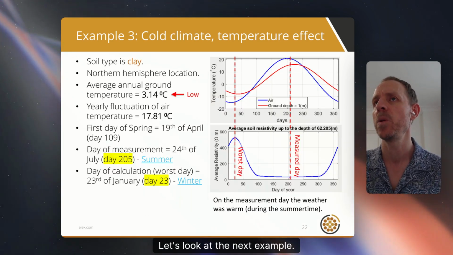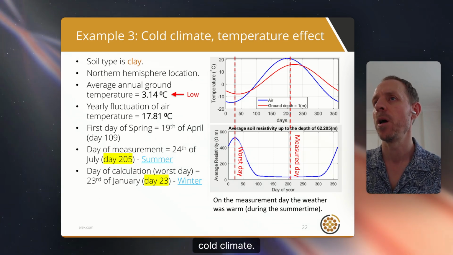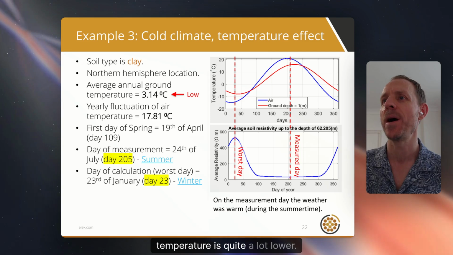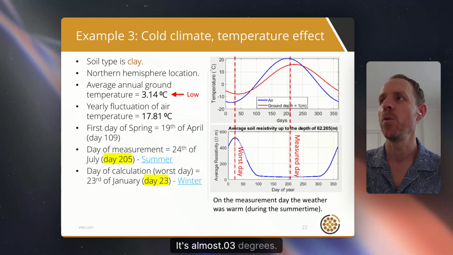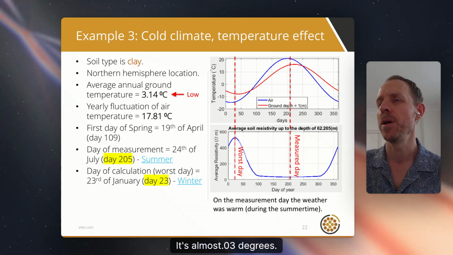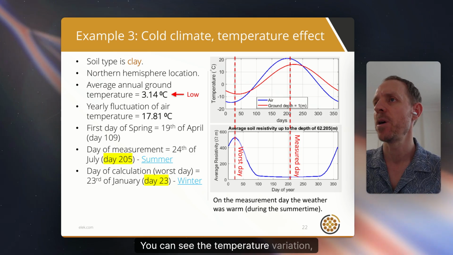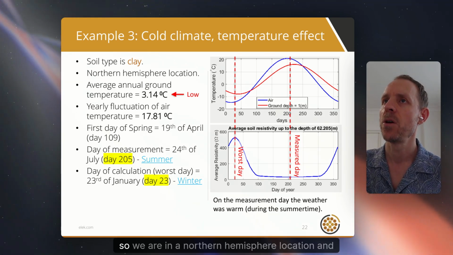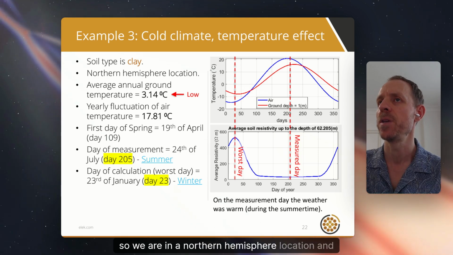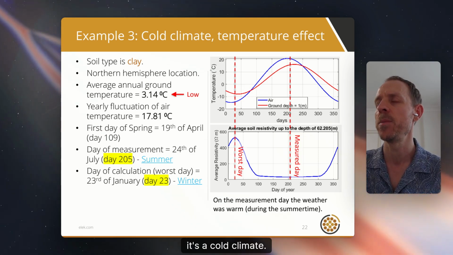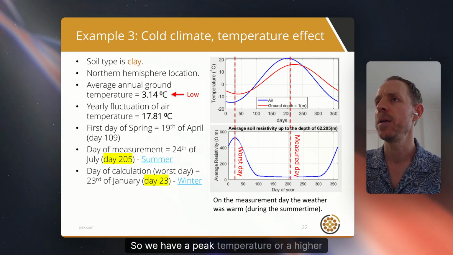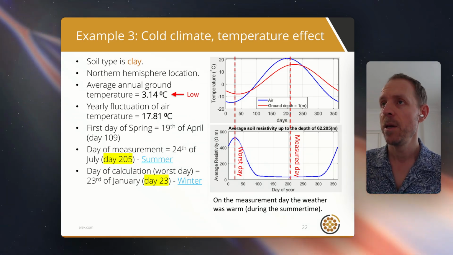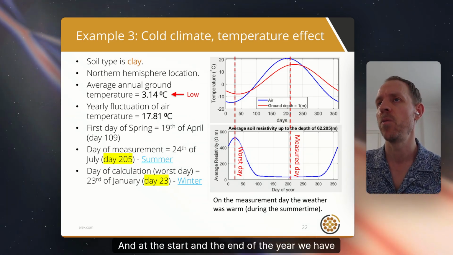Let's look at the next example. It's a cold climate. We see here that the average annual ground temperature is quite a lot lower. It's almost 0, 3 degrees. You can see the temperature plot in the top right-hand corner versus the days. So we are in a northern hemisphere location and it's a cold climate. So we have a higher temperature during the middle of the year when we have summer, and at the start and the end of the year we have winter.